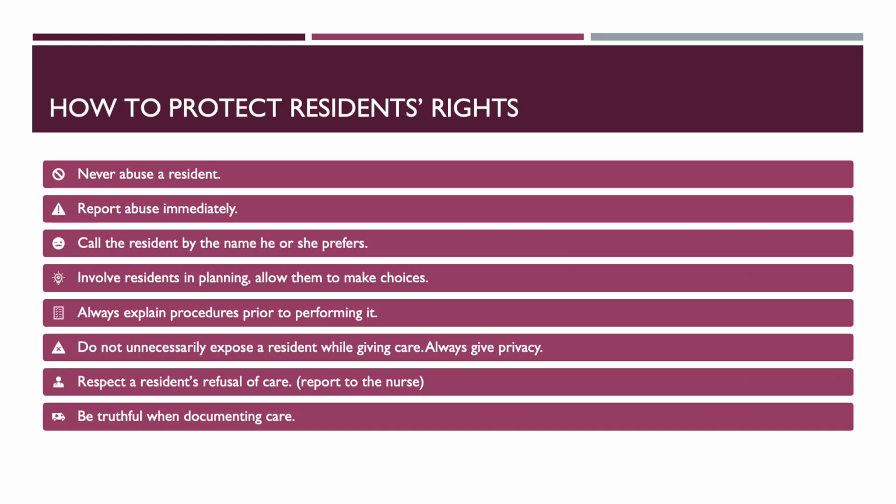So there's a few key things in how we can protect residents' rights. One of them's simple, something I should never have to say, but unfortunately, this happens way more than people realize. We should never abuse a patient or a resident or anyone for that matter. Anytime we see abuse happening, or it's been reported to us, we need to report abuse immediately, following the chain of command, which we'll get into, what abuse is, how to report it, and where to report it in future lessons.